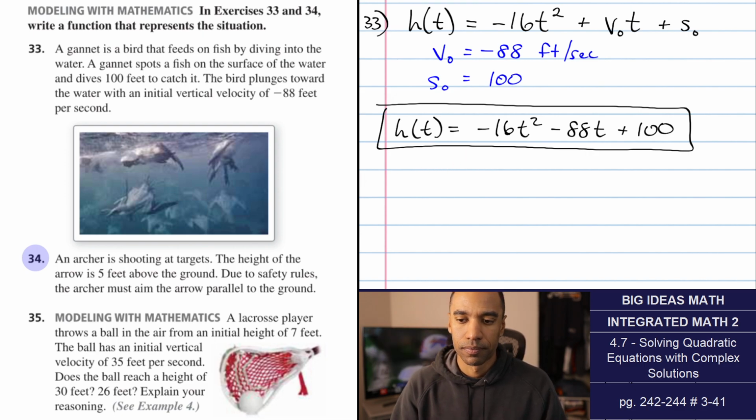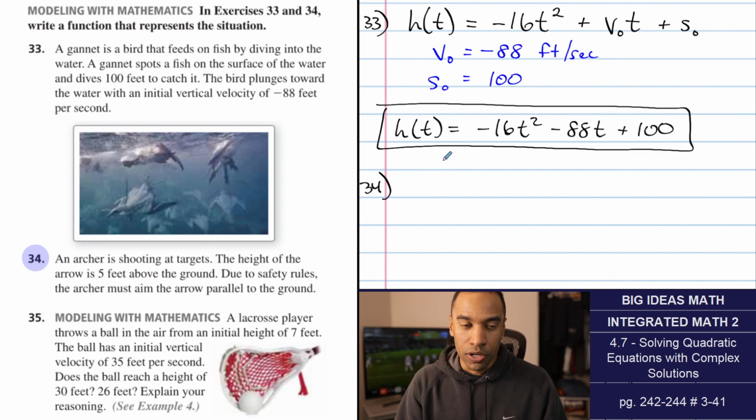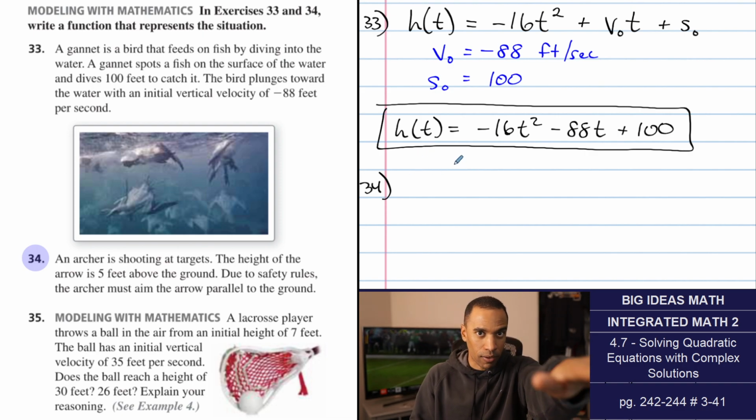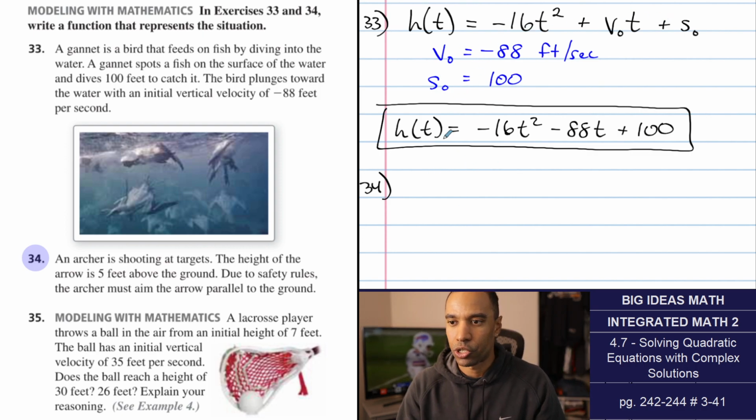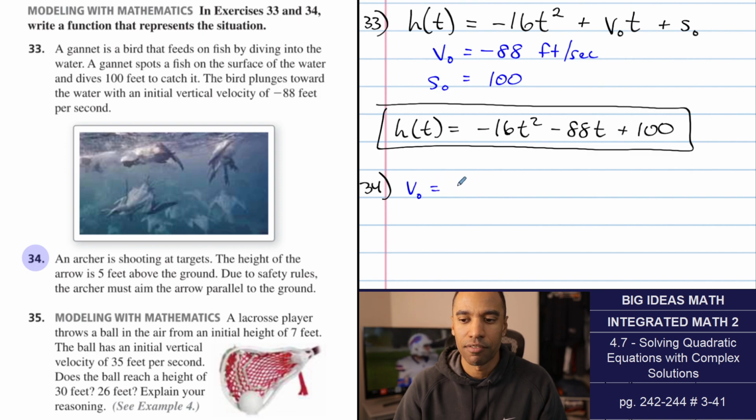Number 34. An archer is shooting at targets. The height of the arrow is 5 feet above the ground. Due to safety rules, an archer must aim the arrow parallel to the ground. So with the same initial stuff here, this time we're going to get a v naught initial velocity of 0.